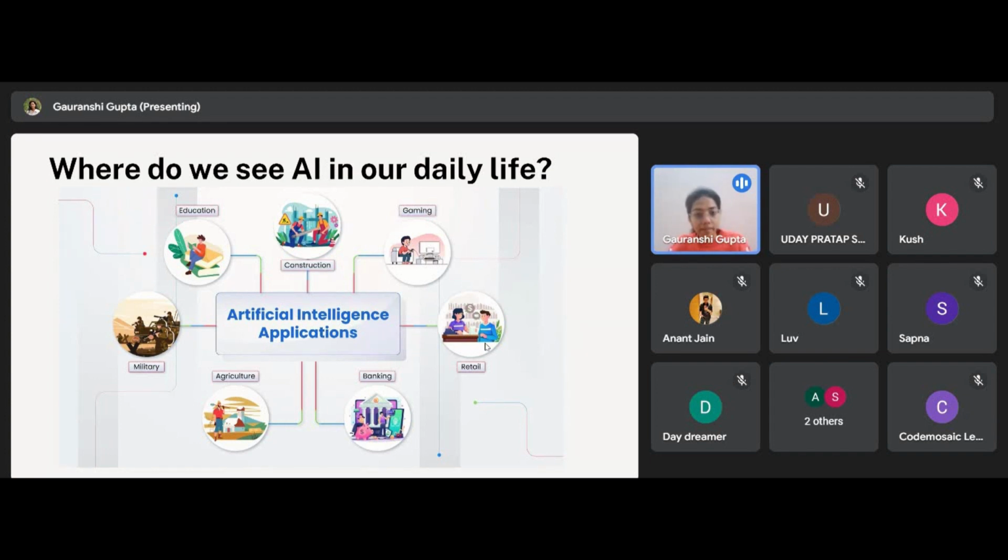Now, retail. We see that artificial intelligence has a great scope in marketing agencies, right? There are various marketing organizations which use AI extensively. For example, you have seen if a person wants to buy a particular thing, like I want to buy a pair of shoes, right? So I search for it, and everywhere in my social media applications, I see advertisements about shoes, right?